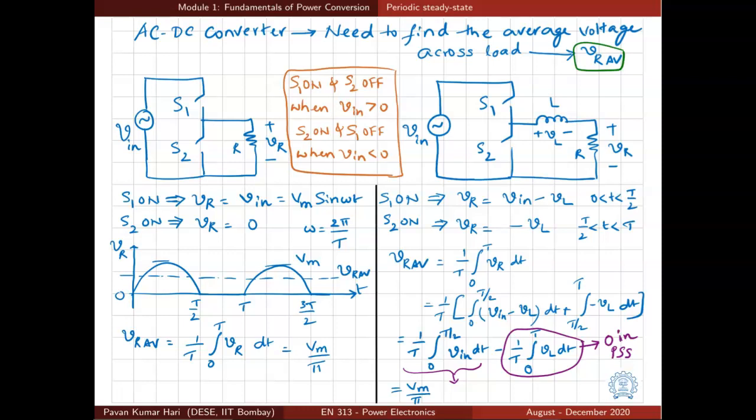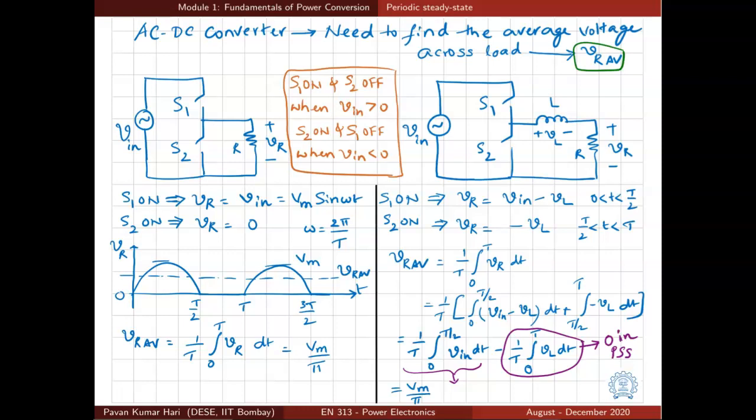So again we do the same thing. When S1 is on, we try to apply KVL. Now since we have another element, if you want to apply KVL, you need to define a voltage across that element. So VR is the voltage across the resistor, which we are interested in, and VL is the voltage across the inductor. And when S1 is on, if you apply KVL, it is Vin minus VL minus VR is equal to 0, or VR is equal to Vin minus VL. That is in the first half, 0 less than t less than T by 2. When S2 is on, in the negative half, VR is equal to minus VL because this loop gets closed like this.